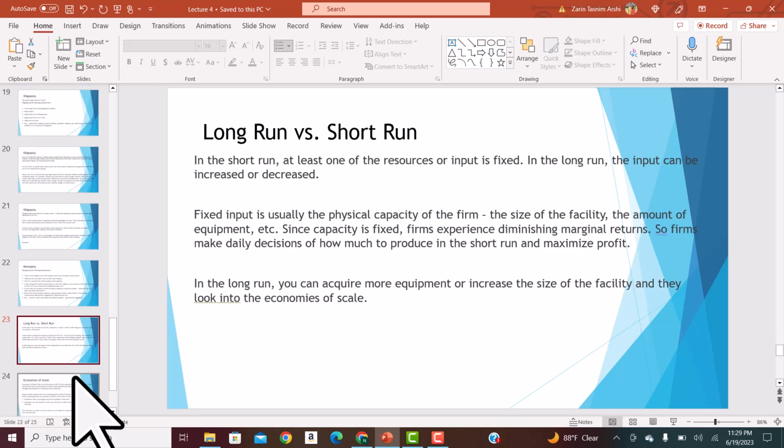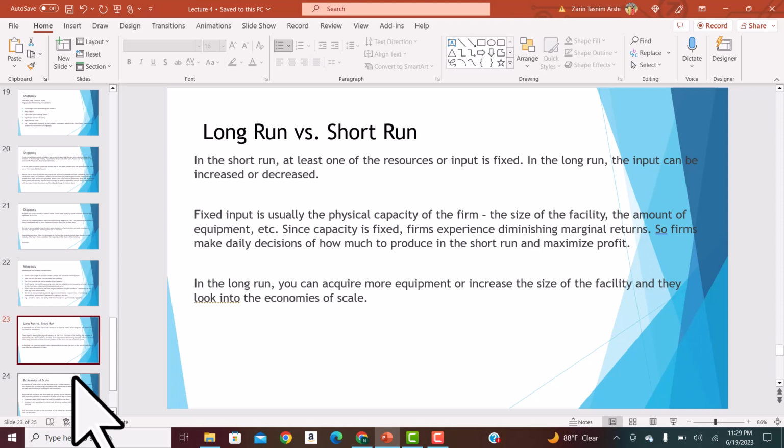So in the short run, at least one of the resources or inputs is fixed, but in the long run, all the resources are variable, or can be increased or decreased. Fixed input is usually the physical capacity of the farm, the size of the facility, the amount of equipment. These are examples of fixed input.